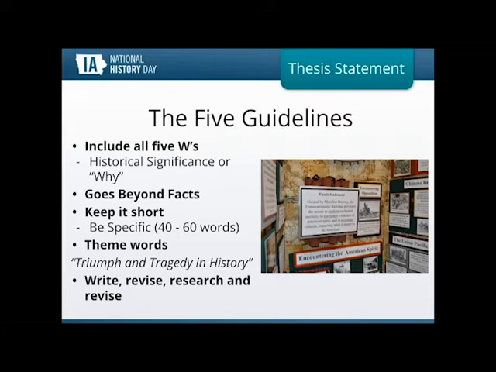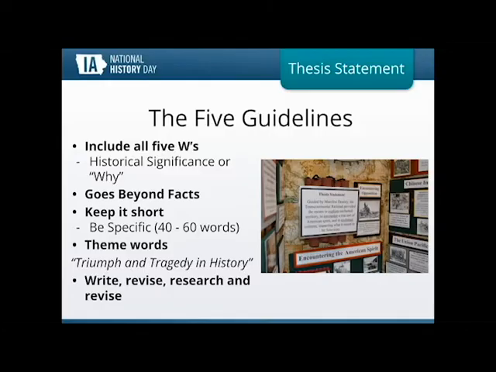I'm sure many teachers and students have heard me say why, or why should we care about what your topic did? But the big important thing for me is to be able to share with your judges right off the bat why your topic is important to learn about. That's the big thing with History Day. We want to prove that significance and we want to share that impact. It goes beyond the facts.